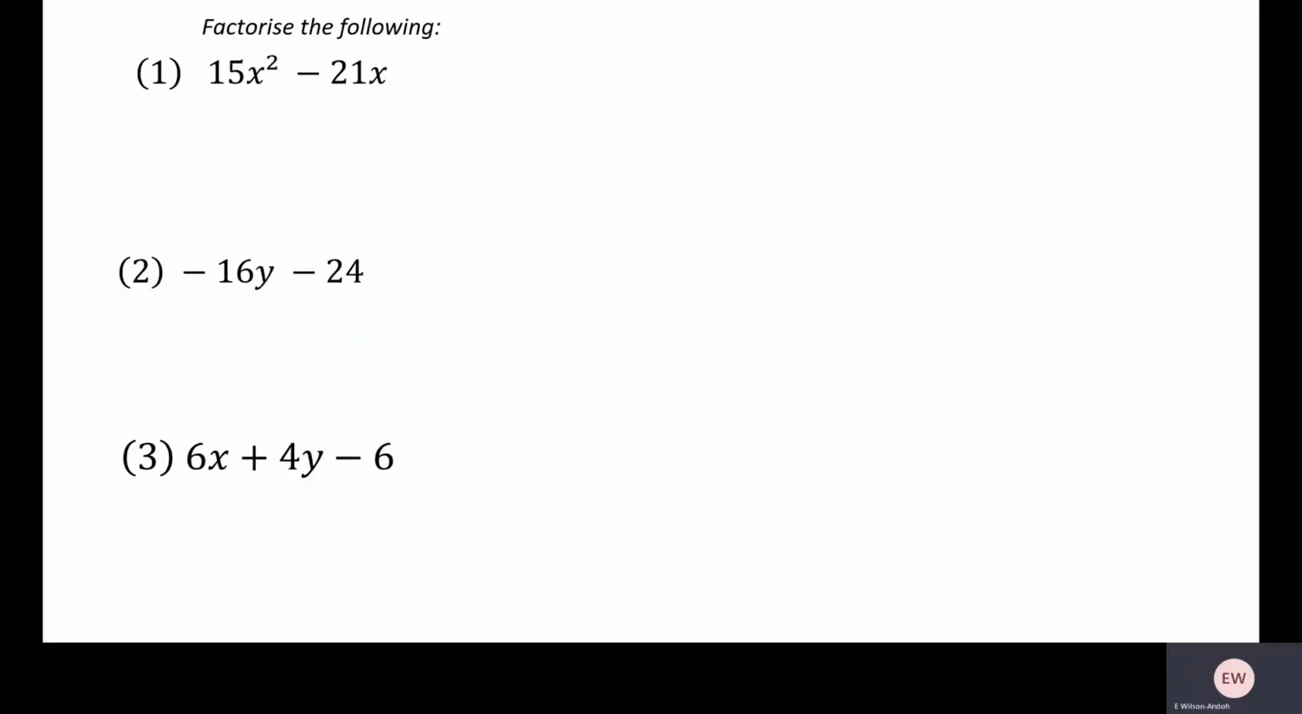Now let's look at some more examples. In the first example, if we check the numbers, we have 15 and 21. So the HCF of 15 and 21 is 3. And you can do that by listing the factors and then taking the highest common.